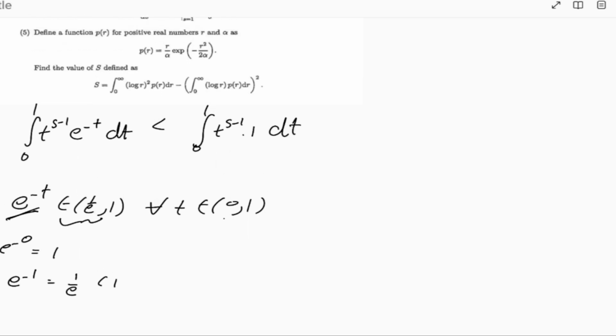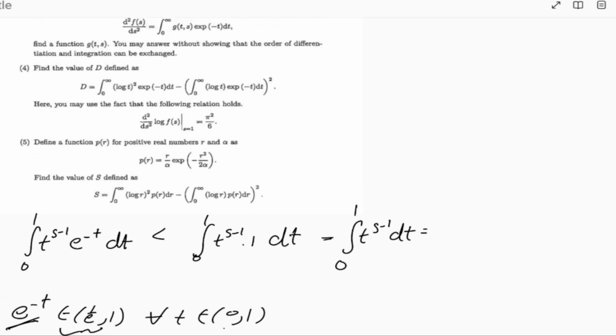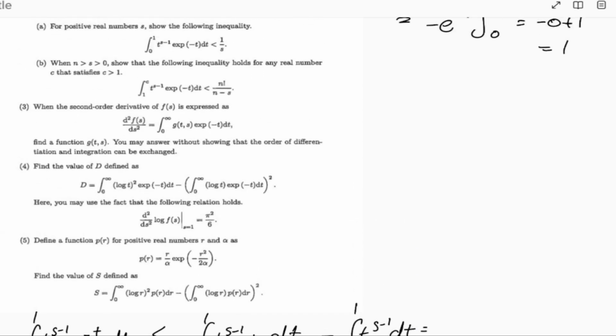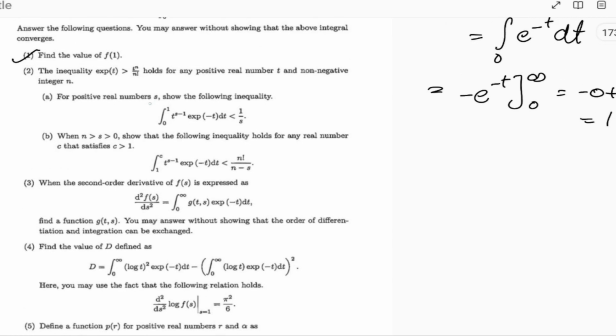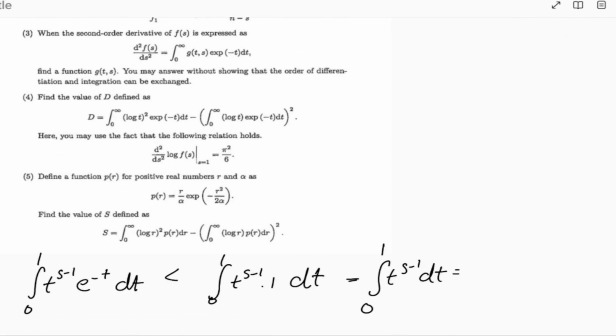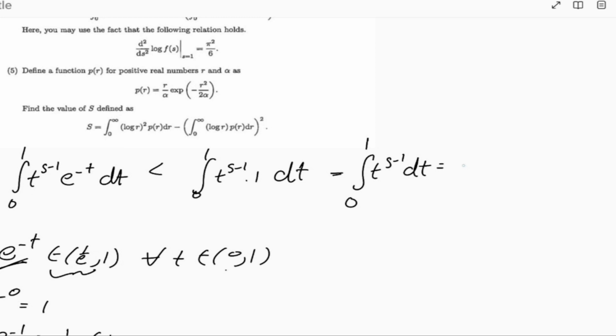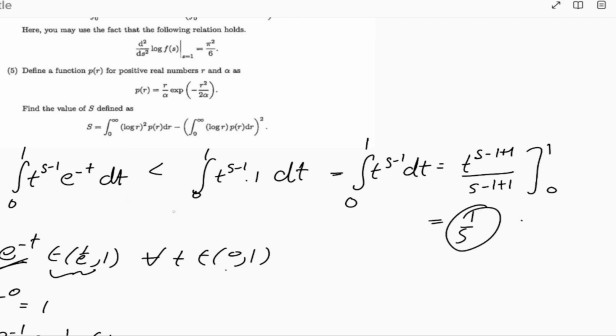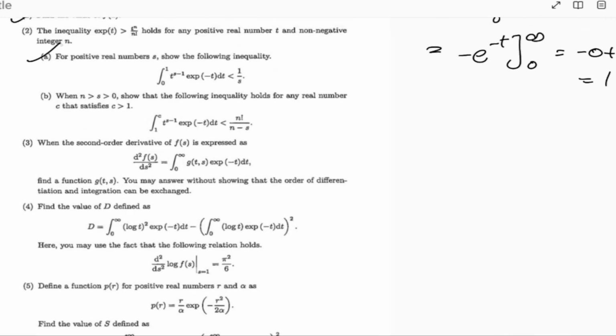Alright, and this is a very simple integral, 0 to 1 of t^(s-1) dt. I can use the power rule here because they have said that s is a positive real number, and that results in 1 over s minus 0. So I get 1 over s. So this integral is less than 1 over s, and that's what I was required to prove. So this part is done.